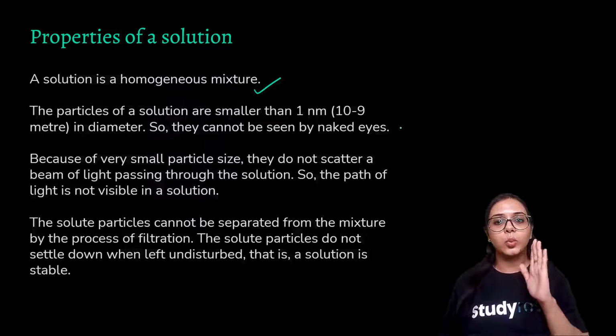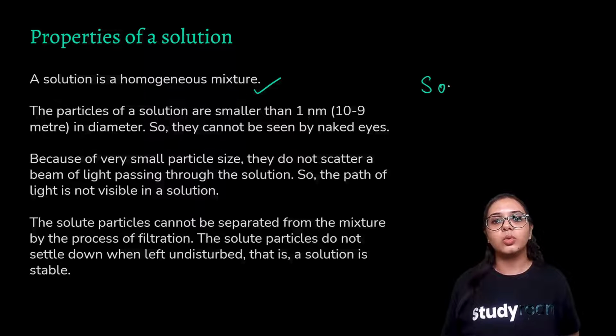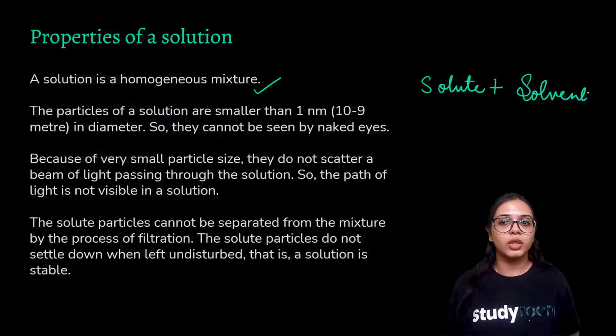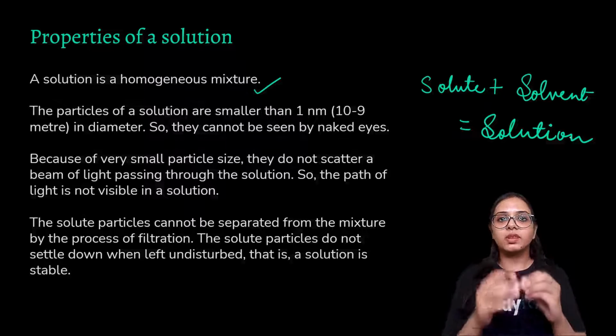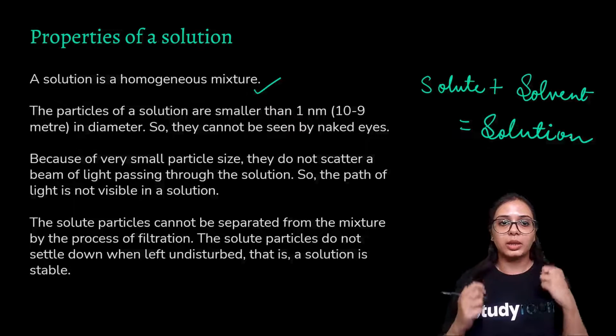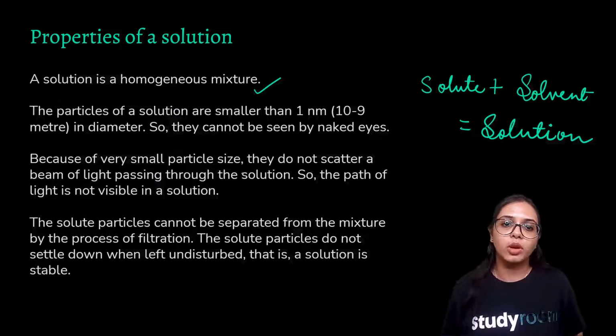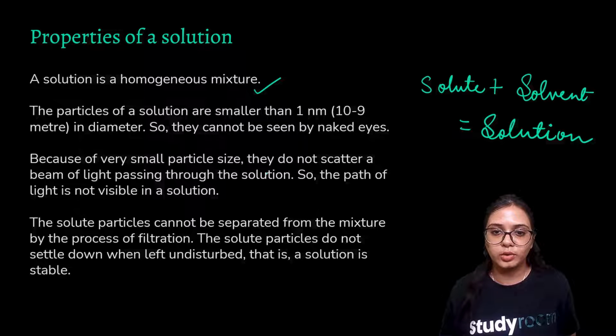So what you get when you add the solute into the solvent is a solution, and that solution has some other properties of its own. That solution exhibits a very stable property, a very uniform quality, and you cannot observe those particles by your naked eye. Because of the very small particle size, they do not scatter a beam of light passing through the solution. So the path of light is not visible in a solution.